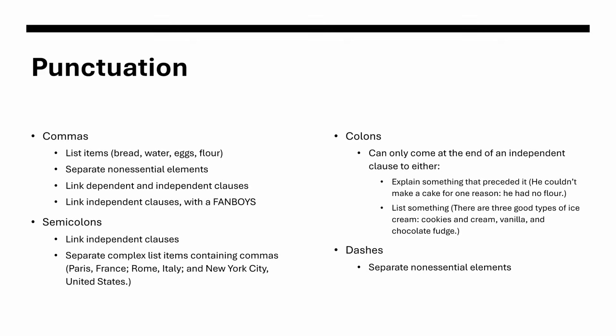Are we talking about Paris? Are we talking about France? Are we talking about them as independent entities or as one specific entity, right? Anytime you have a list that already contains commas, just use semicolons to offset each item.